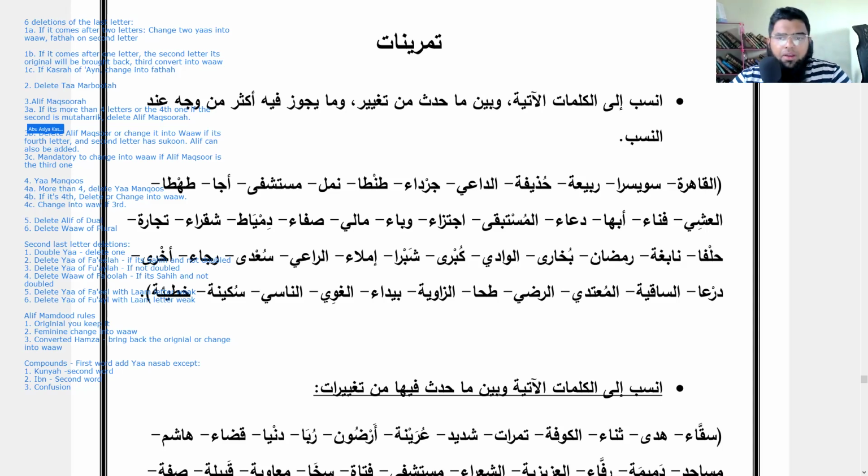So this is like Tanta. So you can do two ways. Halfi or Halfawi. Tantawi. Nabiqah. Taa marbootah deleted, Nabighi. Ramadan. There's no rule here. Ramadani.